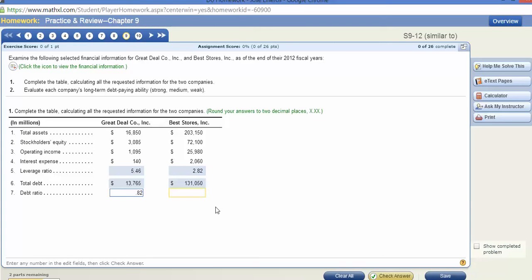That gives us 0.645. However, we're going to take it to 2 decimal points. So if it's a 5, you bump it up. So we'll go to 5. And that gives us our debt ratio.